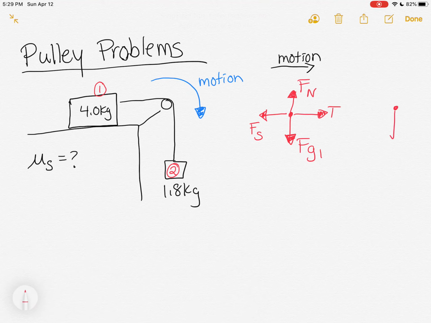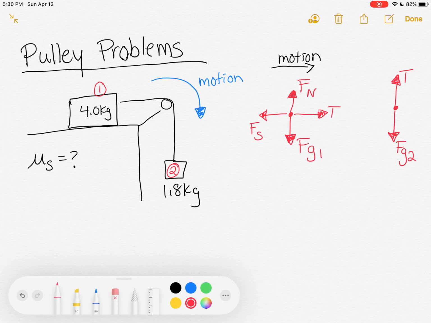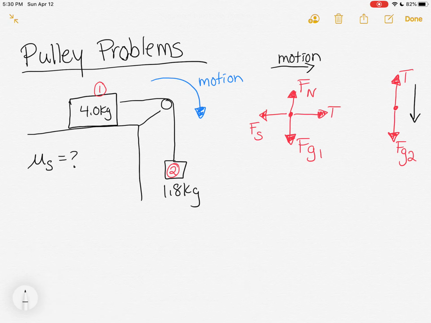With block number 2, we have fewer forces acting on it, but we still have an FG, so we're going to call this one FG2, and we still have a tension force that's pulling it upwards. Now, I labeled our tension forces exactly the same because this rope is the same rope, which means the tension that's in the rope is the same no matter which object it's attached to. So they are actually the same force. And so we've got our T there. Now, with our second block, our motion is actually down.